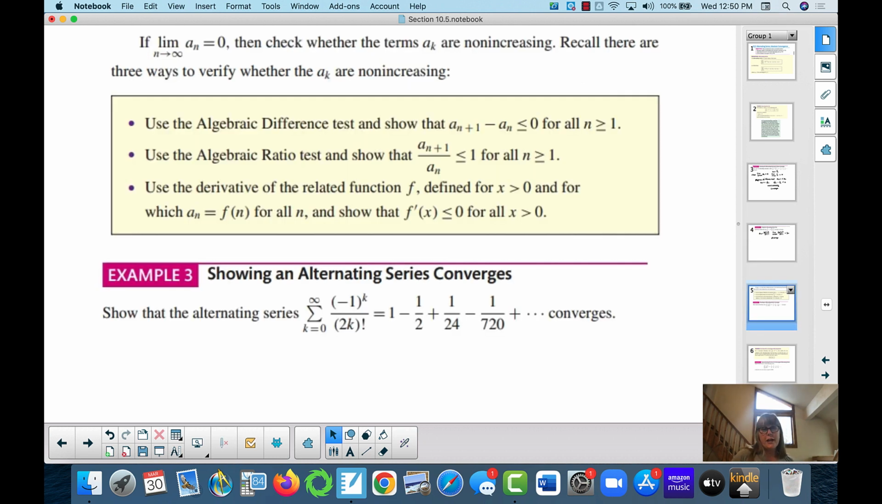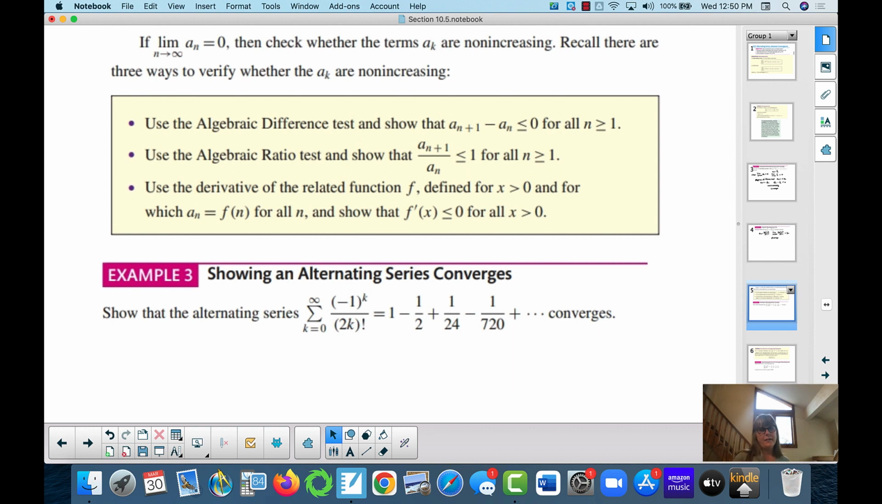So we already looked at the algebraic difference test, showing that if this difference between a term and the term before it is less than 0, that makes it decreasing. If it's equal to 0, that makes it non-increasing. So it can be less than or equal to 0 for all of the terms. So n has to be greater than or equal to 1 so that we can at least have a sub 2 and a sub 1.